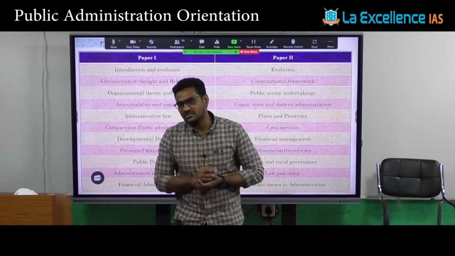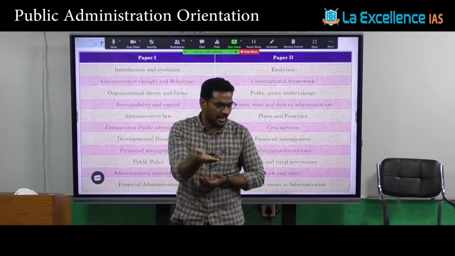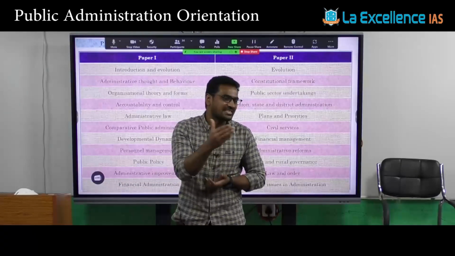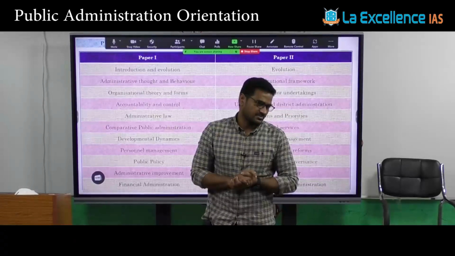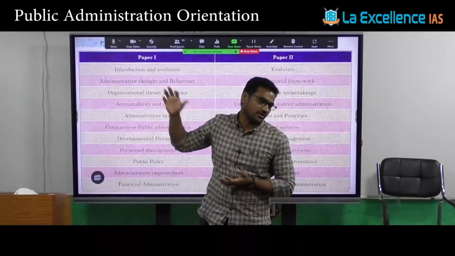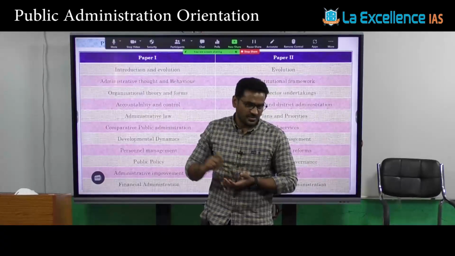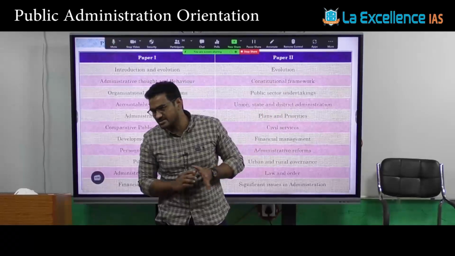All these factors we'll be trying to discuss, because you will be part of either a board or commission or a bureau in your future. So you should at least know the differences between these organizational forms and structures. This is the core topic of organizations and forms. And related to this topic, there is a chapter here called Public Sector Undertakings.